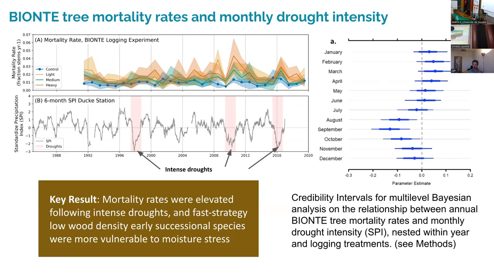Okay, so now let's look at the relationship between, in this top panel here, these are tree mortality rates for those 12 hectares. And then the lines here are the average of 3 plots in each of the treatments and the control. And then this measure here of precipitation anomalies over time. So you can see there were 3 intense droughts over this time period.